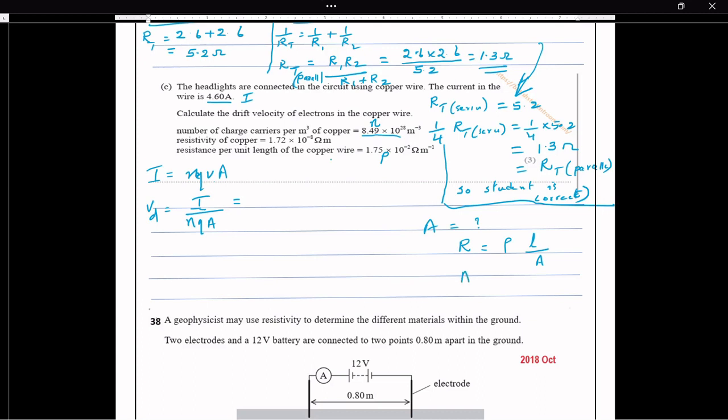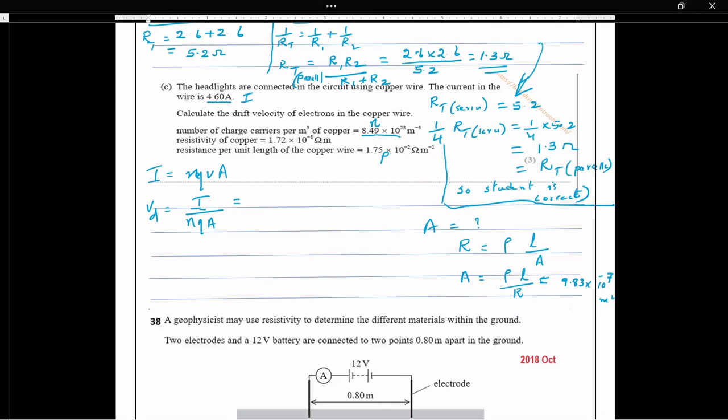Therefore, area equals rho L over resistance. So this is what first you have to calculate. On substituting all the values, we are getting the area as 9.83 times 10 to the power of -7 meter square. This is the area we are getting.